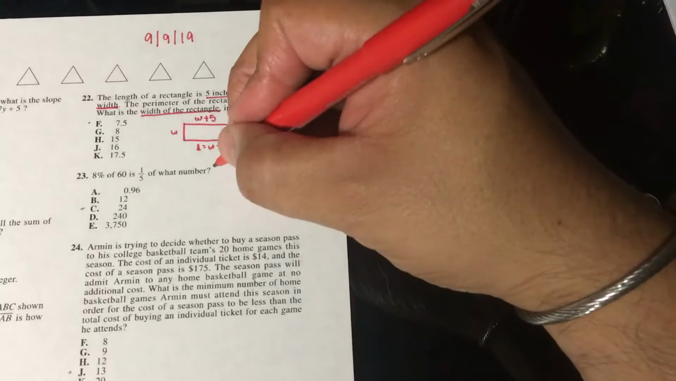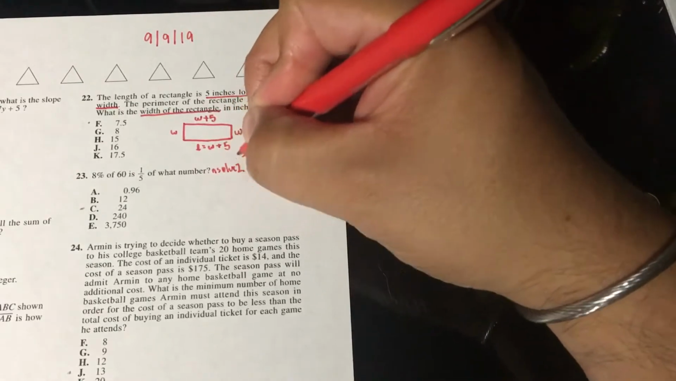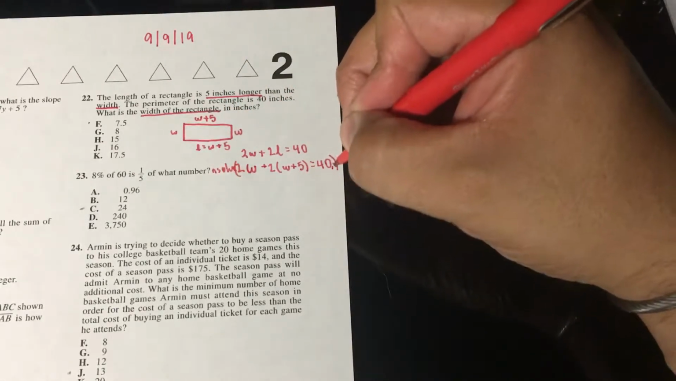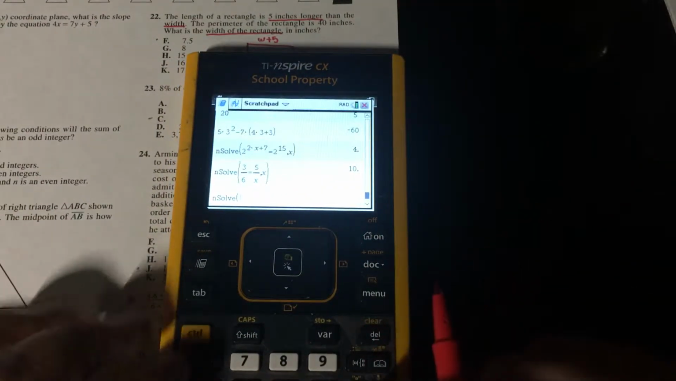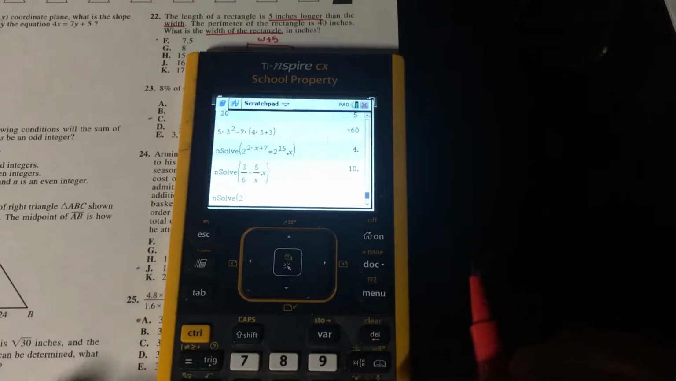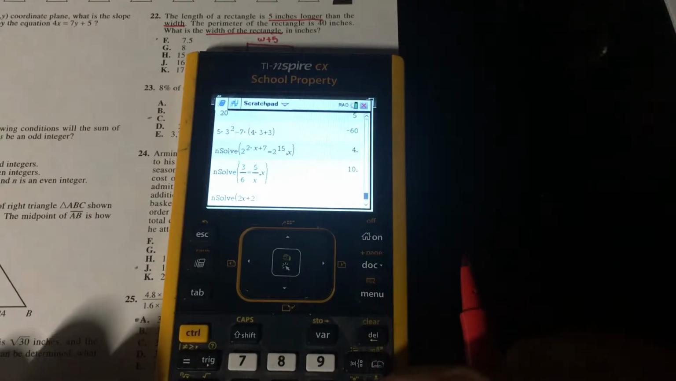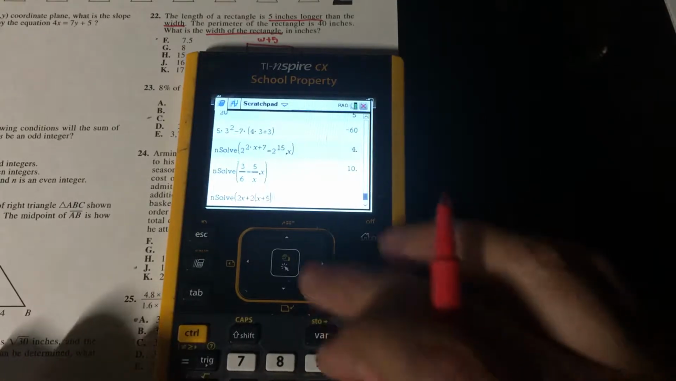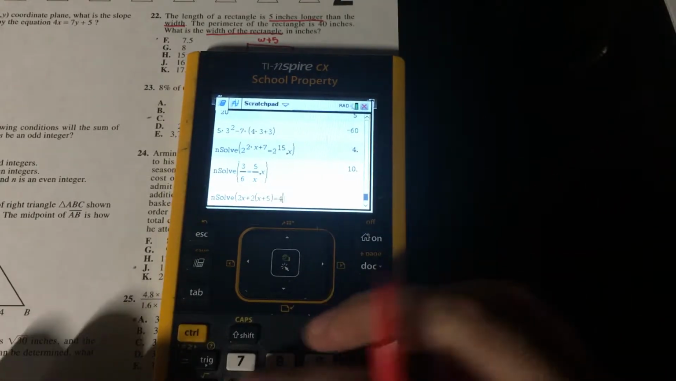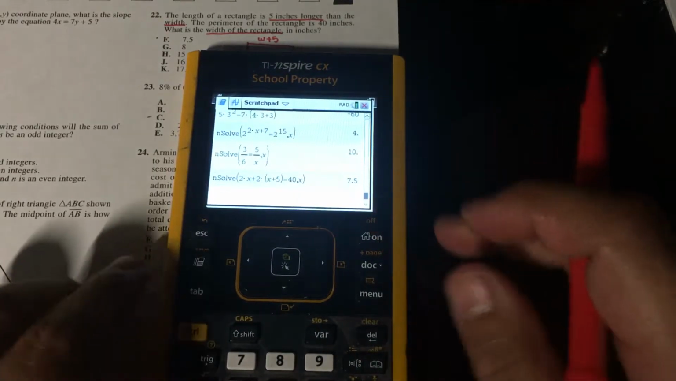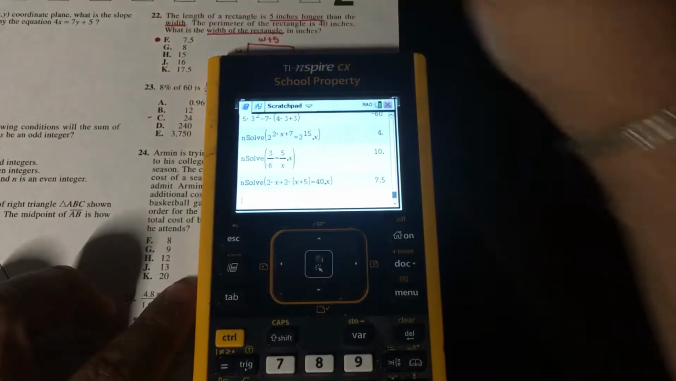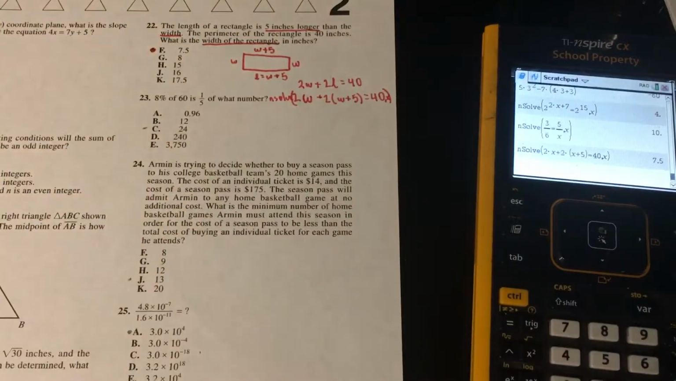From here, I can already use NSolve. Go ahead and plug this in. So we'll do that here. There we go, menu 3.1. 2x plus 2 times x plus 5 equals 40 comma x. And when I do that, I see that the answer is 7.5. So answer F, if you wanted to do this, guys.